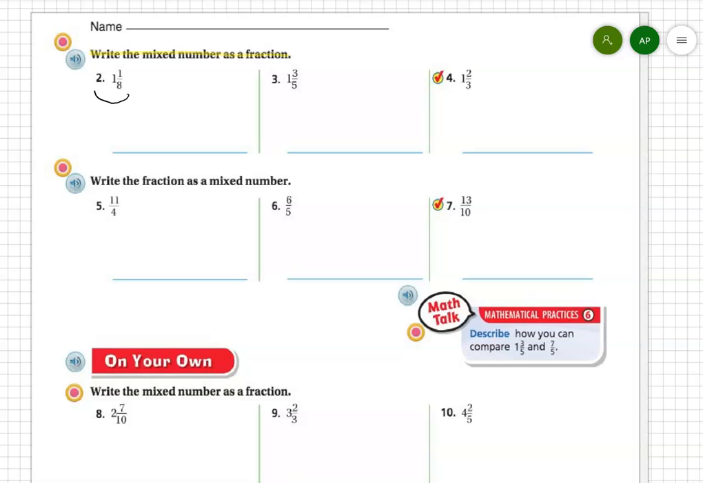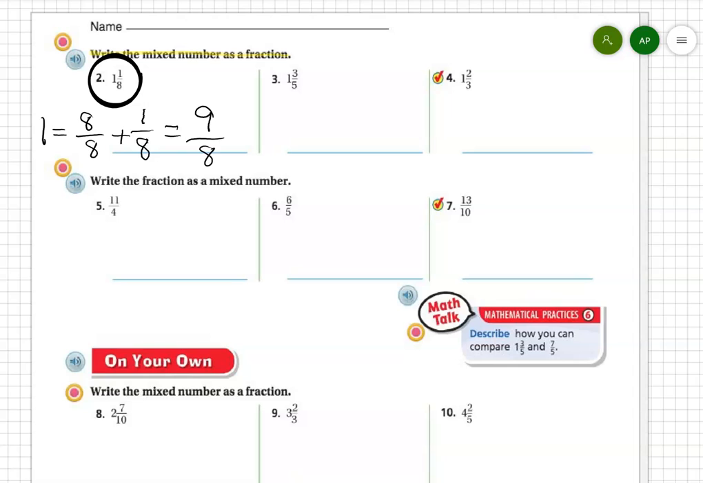So if we were to look at this fraction 1 1/8, let's think about what that means. We're working with eighths. So 1 is equal to 8/8 plus the eighth that is part of that mixed number. So altogether, we are working with 9/8.